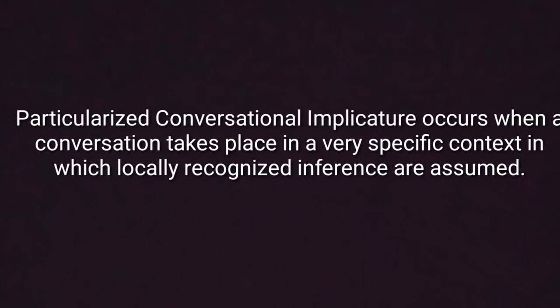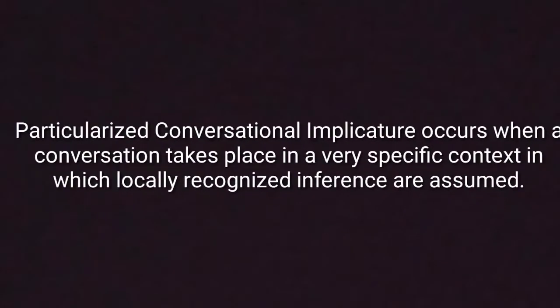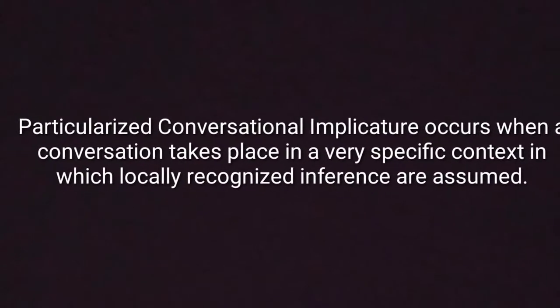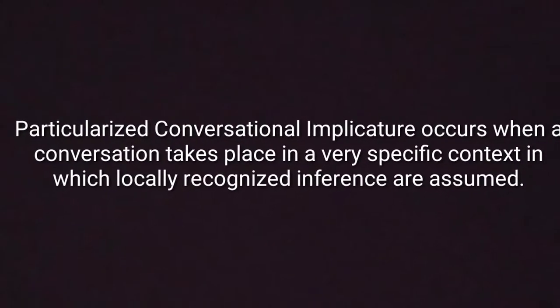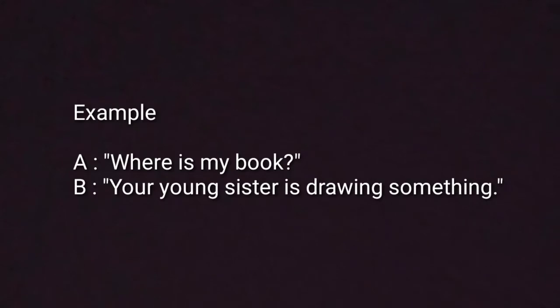The second type is particularized conversational implicature. It occurs when a conversation takes place in a very specific context in which locally recognized inferences are assumed. Example: A asked, "Where is my book?" B answered, "Your sister is drawing something."